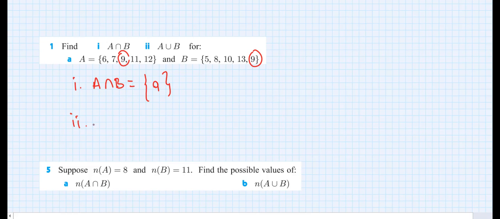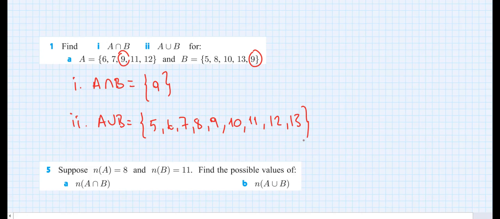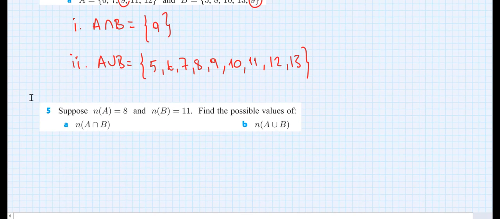And second one, union, I need to combine the sets. So how do I do the combination? I just need to list all the elements, starting from the least to the highest. So it will be 5, 6, 7, 8. As I have 9 in both of them, I just need to write it once. 9, then it goes 10, 11, 12, and 13. Here is the union of the sets.